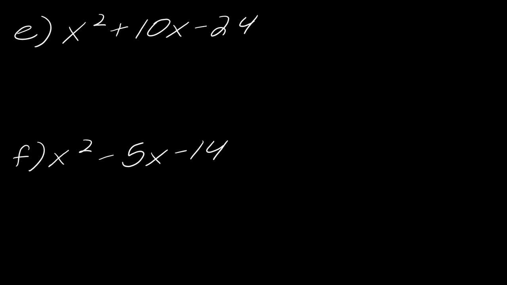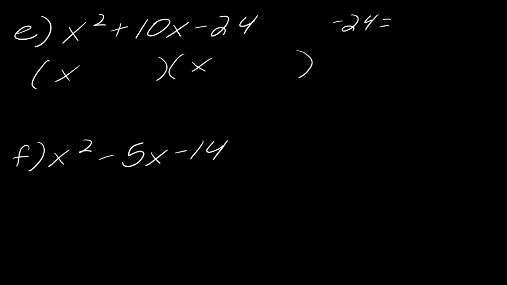Okay, so moving on to E here. So let's see. I know that x times x is going to give me x squared. And now I can think about what things will multiply to negative 24 but add to positive 10. Now, if you do want to make a little list for yourself, you can always do that.